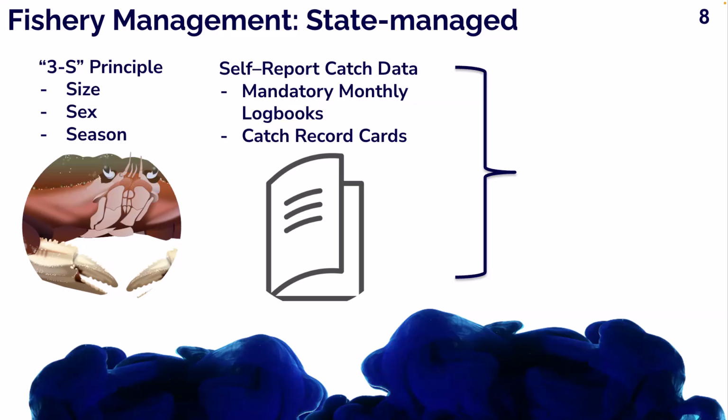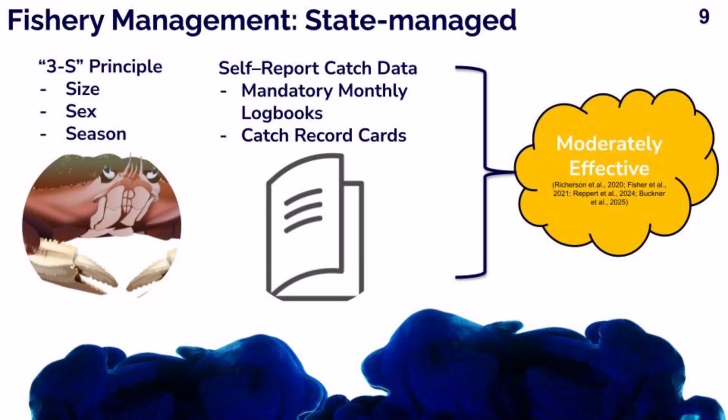It's currently a state-managed fishery based on the 3S principle of size, sex, and season. Dungeness crabs can only be caught at a certain size because it assumes that they have reproduced at least once. Only males can be kept, as the females need to be released to ensure the population's replenishment ability, and they must be caught during the Dungeness crab season. The way we record all these catches is through self-reported catch data in the form of mandatory monthly logbooks or catch record cards. Currently, this overall management has been deemed to be moderately effective.